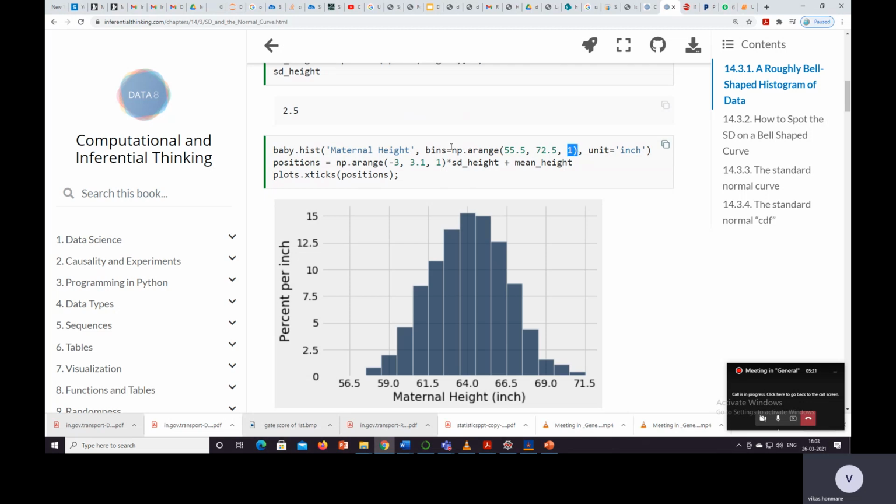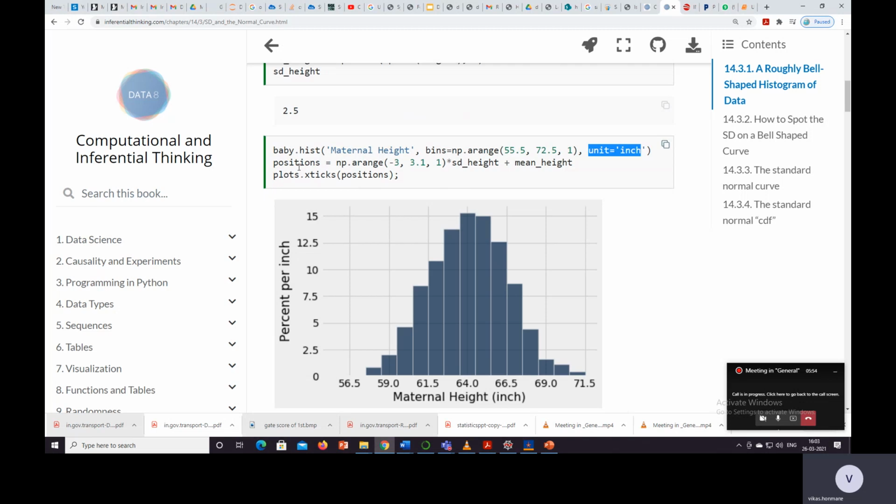We know what the np.arange function is. We are just taking this on the x-axis, starting from 55.5 and ending with 72.5. The 1 represents the step size, so we are increasing in steps of 1. Whatever vertical cells we are taking, each is of size 1, and the unit here is an inch.